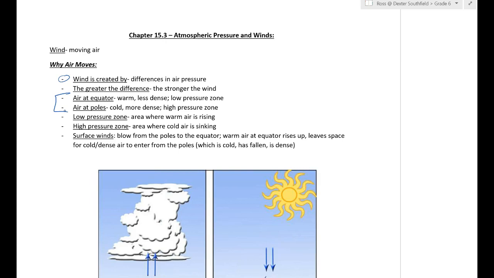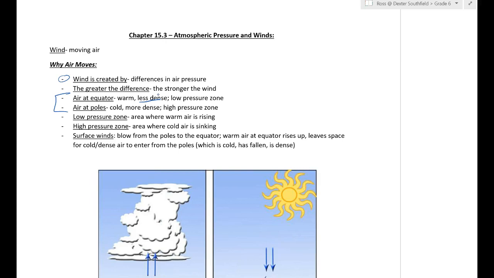So air at the equator gets a lot of sun. It warms up a lot, which is going to energize that air and make it less dense. If it is less dense, that makes it a low pressure zone because all that air is rising up. So as it rises up and goes higher up into the atmosphere, there's less air pushing down, which makes it a low air pressure zone.